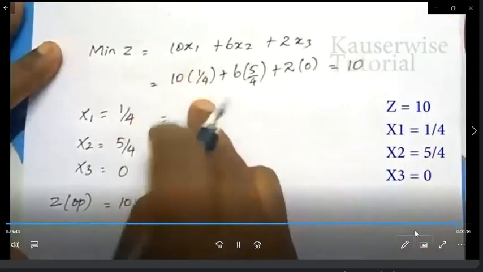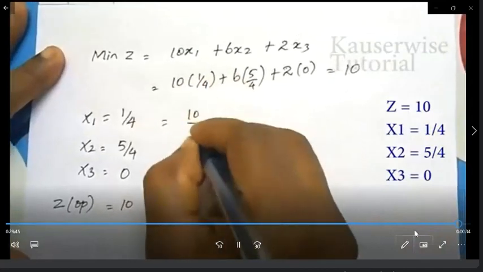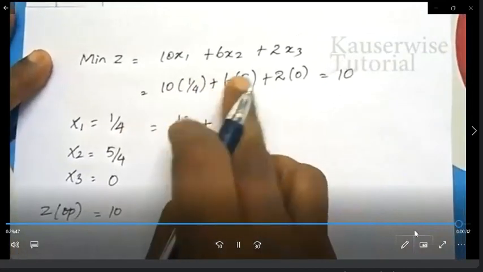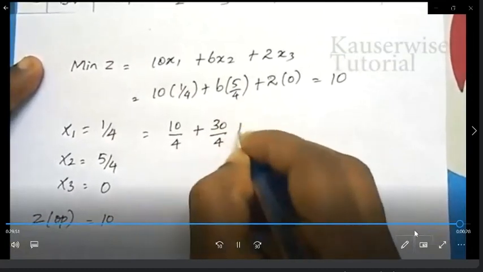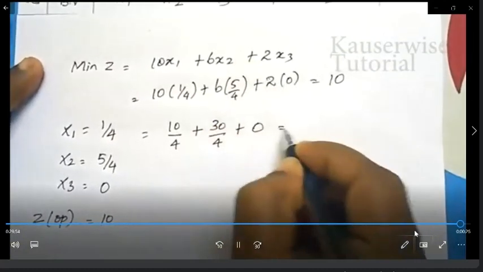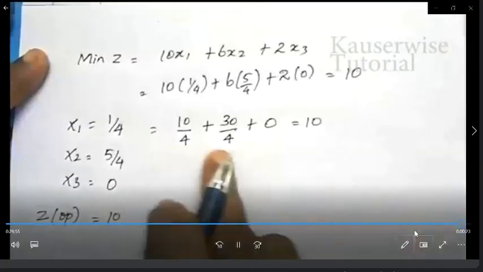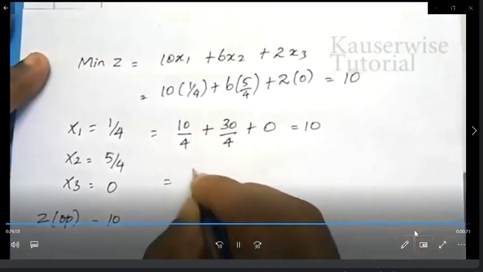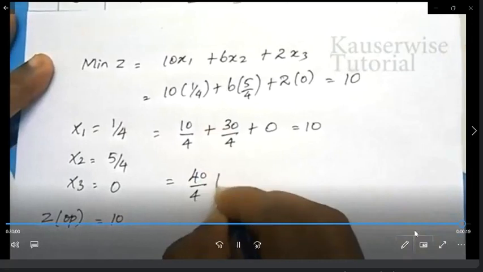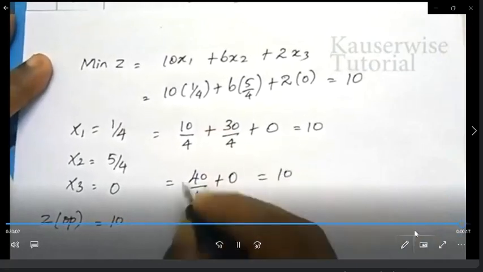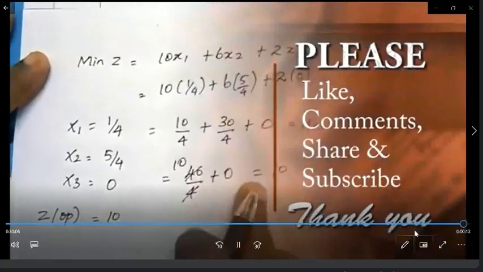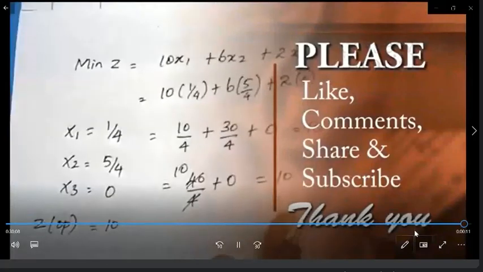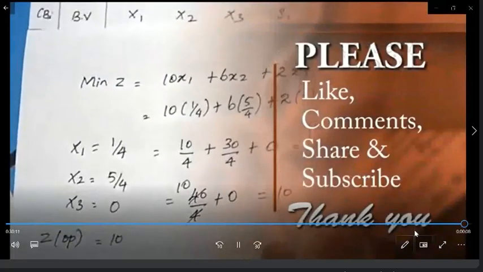10 into 1/4 is 10/4, plus 6 into 5/4 is 30/4, plus 2 into 0 is 0, is equal to 10. 10/4 plus 30/4 is equal to 40/4 plus 0. 40 divided by 4 gives 10. 10 plus 0 is equal to 10. This is the way of cross-checking the value with the objective function.